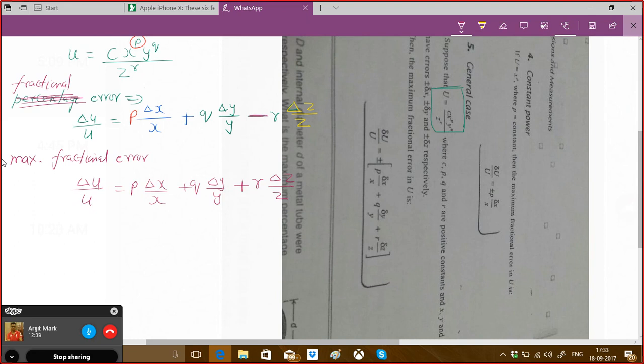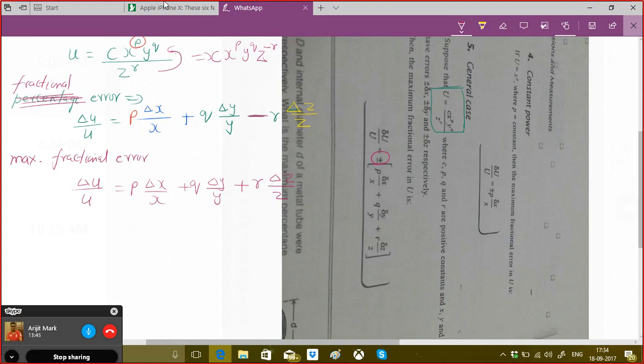In fractional error, whatever is in the denominator, you have to write that as negative. Because when it goes upward, you can write that C x to the power P, y to the power Q, and z to the power minus R. Then the fractional error will have a negative sign, because its power is negative. But in maximum fractional error, that will be positive. And in percentage error, either all will be positive or all will be negative. You can also understand it this way: here you are seeing plus minus.